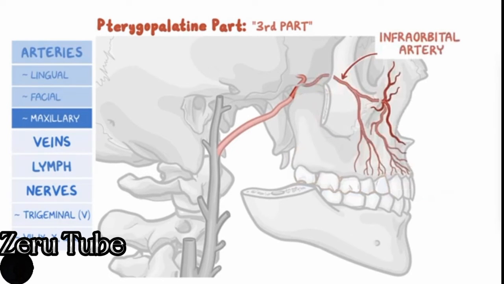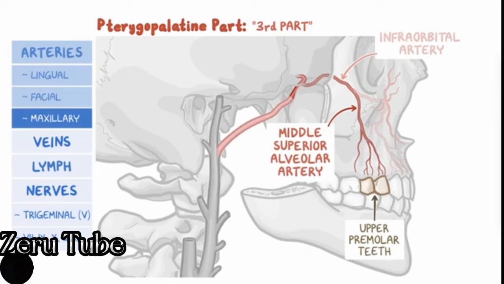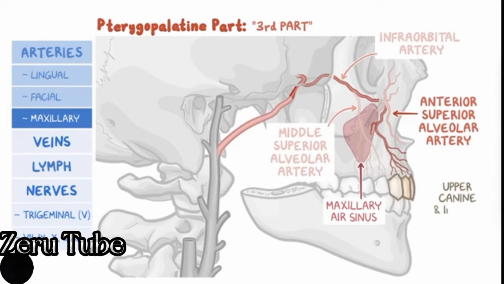And the infraorbital artery, which is a branch of the pterygopalatine part of the maxillary artery, gives the middle superior alveolar artery. This middle superior alveolar artery gives blood for the upper premolar teeth. The other branch is the anterior superior alveolar artery, which gives blood for the maxillary air sinus and the upper canine and incisor teeth. Look, the infraorbital artery gives branches of the middle superior alveolar artery and the anterior superior alveolar artery.